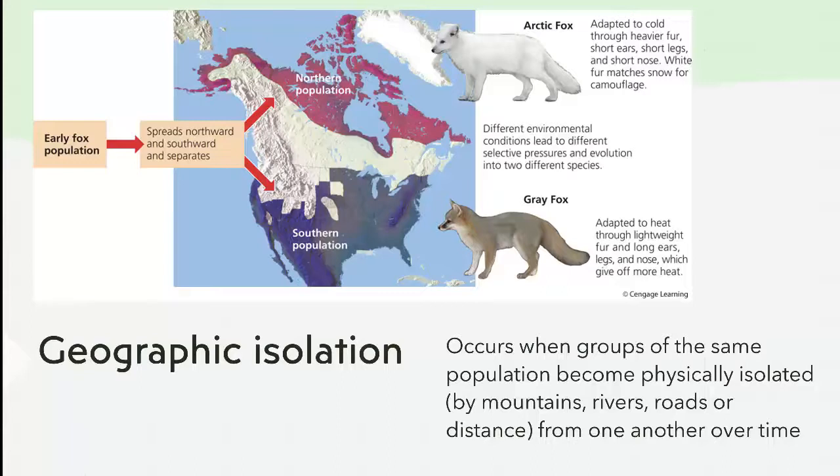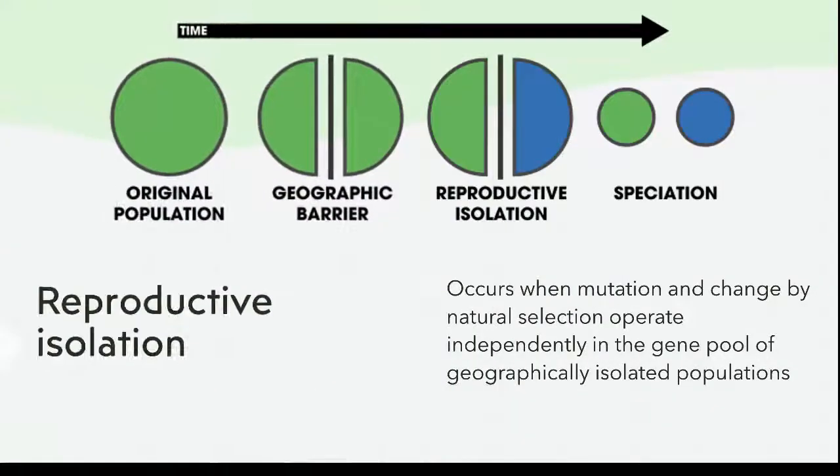You have an early fox population. Some spread northward and some spread southward, and they were separated. The Arctic fox became adapted to cold through heavier fur, short ears, short legs, and a short nose. The white fur matches the snow for camouflage. Now, different environmental conditions in the south led to the gray fox, which was adapted to heat through lightweight fur, long ears, long legs, and a nose, which gives off more heat. Reproductive isolation occurs when mutation and change by natural selection operate independently in the gene pool of geographically isolated populations.